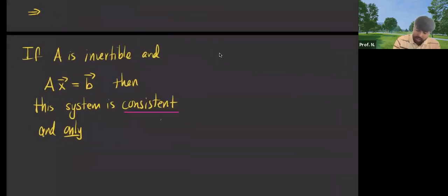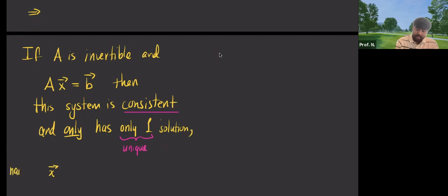So let me write this a little bit neater. It has only one solution. And again, we don't necessarily just use the words only one. We like using the word unique. So let me write this as a unique solution. And what's that unique solution? Namely, my unique solution is the inverse of A left multiplied by the column vector B.